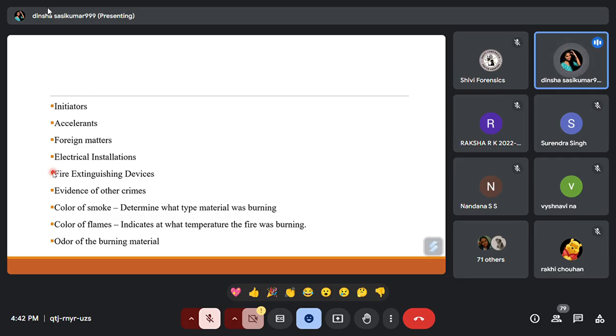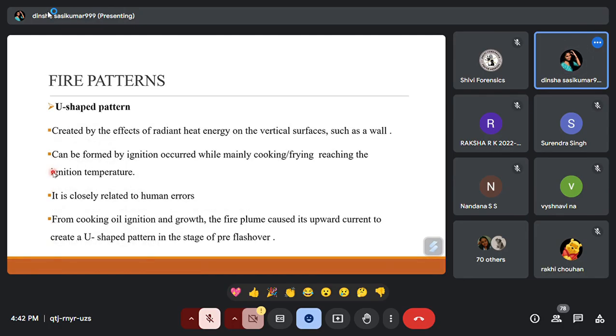Then order of the burning material. If we check for the order of the material, it also serves as a clue for identifying whether it was arson, natural, or accidental, or the type of material that is burning. So all this will serve as important clues for leading an investigator forward. Now we have to discuss some fire patterns that are usually found in an arson scene. The first one is the U-shaped pattern.